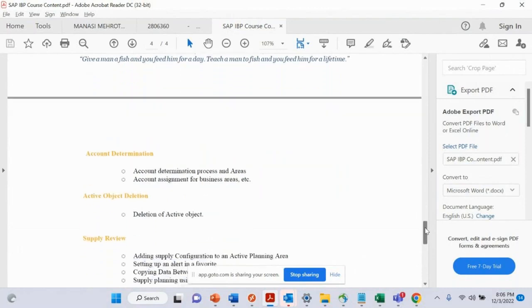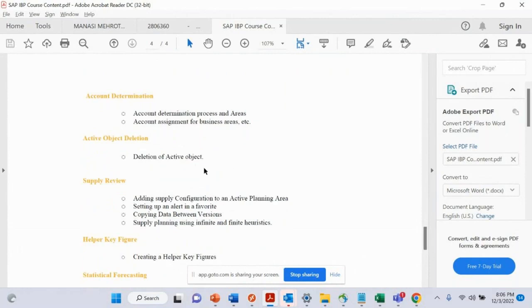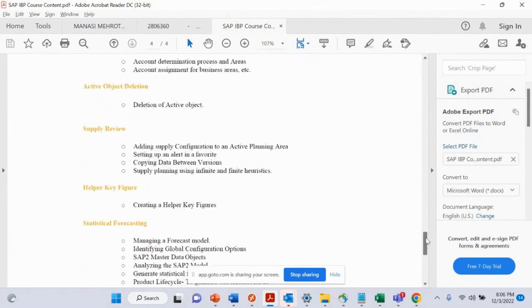Then how to delete the active planning object, and we'll give you an overview of supply, how the supply looks, what is the scope of infinite and what is the scope of finite. Copying the data between versions, how you can do that in IBP from the base version to upside, downside, or any custom versions you have created. How to create the helper key figure, and what is the advantage of the helper key figure.